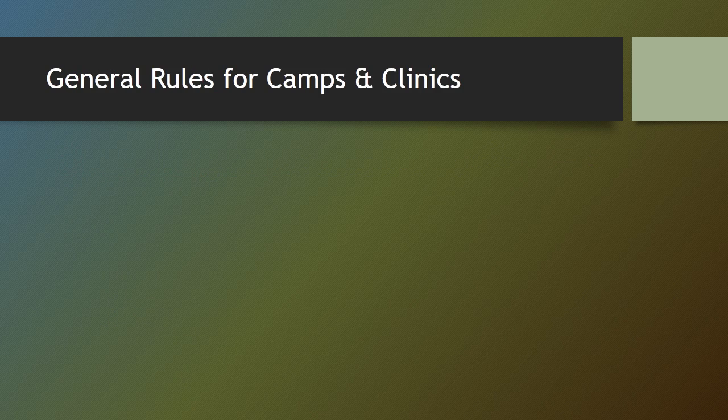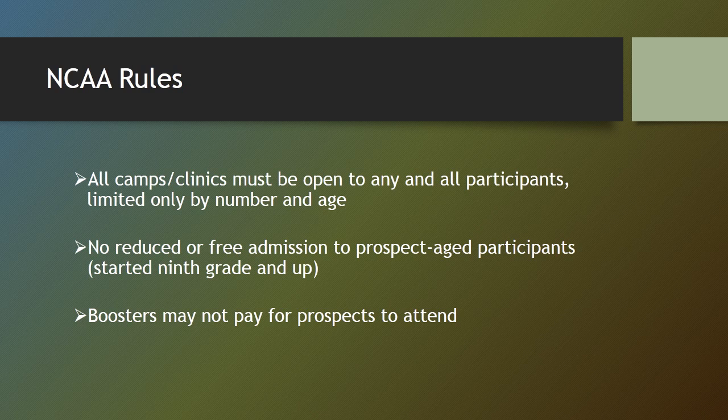Now let's go over the rules and policies you need to follow. For compliance with NCAA rules, you need to be aware of the following. First, all camps and clinics must be advertised as open to any and all participants, although you may limit participation by number and age. To ensure that camps and clinics are open to all participants, you need to make sure that they are publicized, brochures are widely available, and if it's our camp, it is posted on the athletics website.